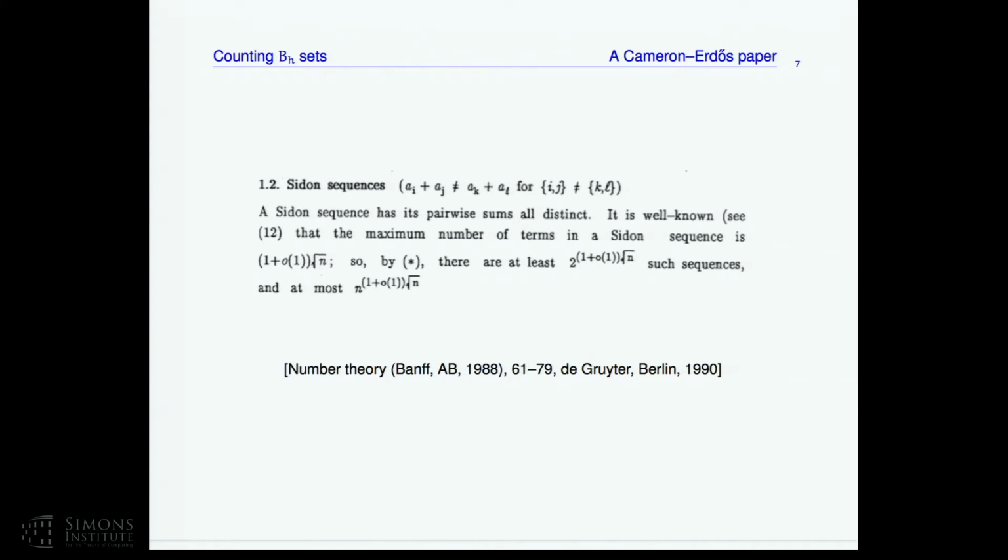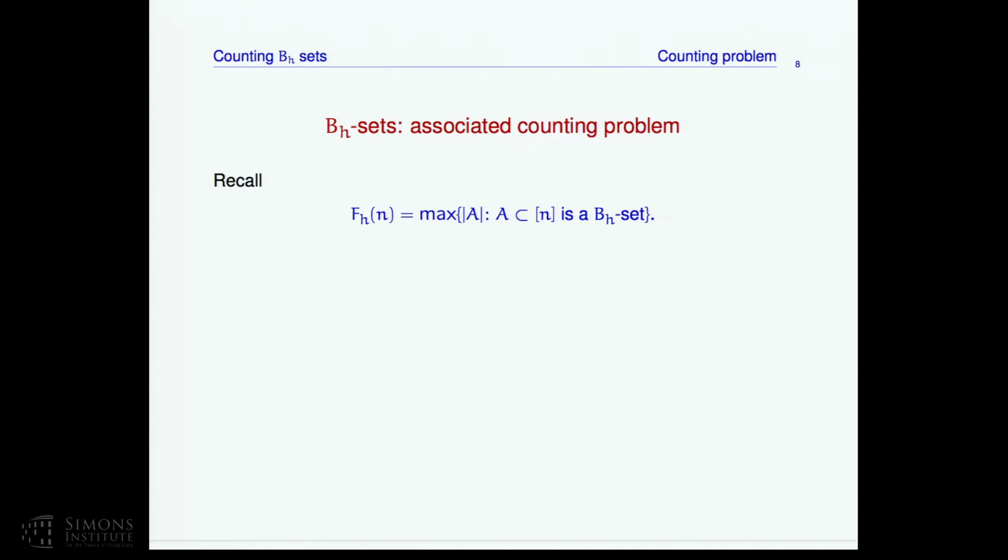So Sidon sets, again, h equals 2, so the pairwise sums are all distinct, and that's what's written in parentheses there. They argue, since you know that f_2(n), the extremal function, is root n, you get these lower and upper bounds that you can see here: 2 to the root n for the lower bound, and n to the root n for the upper bound. So you have this log n in the exponent gap. And they ask, what should be the answer to this?